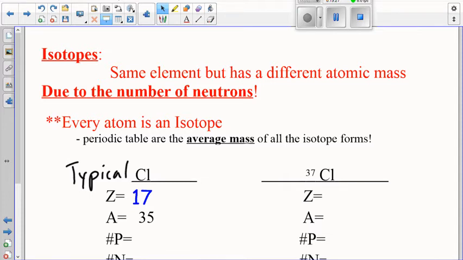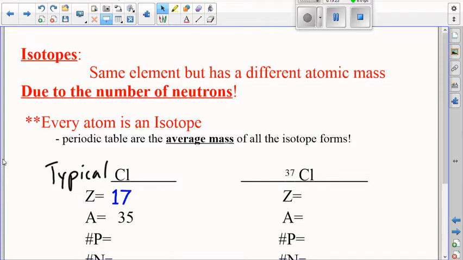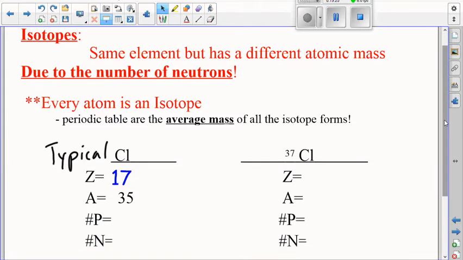Let's switch back over here. The number of protons will always be 17. But how many neutrons does a typical chlorine have? 18, okay. And that's a typical chlorine.